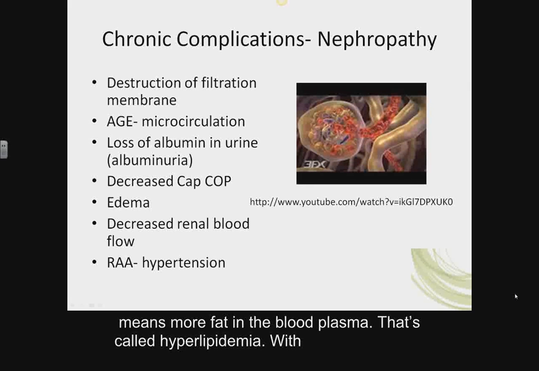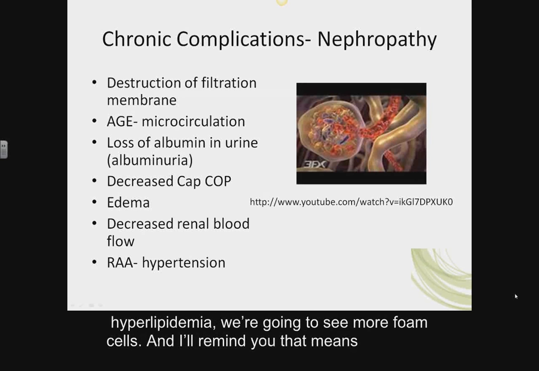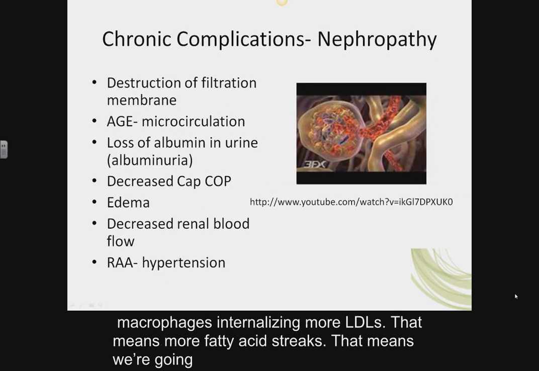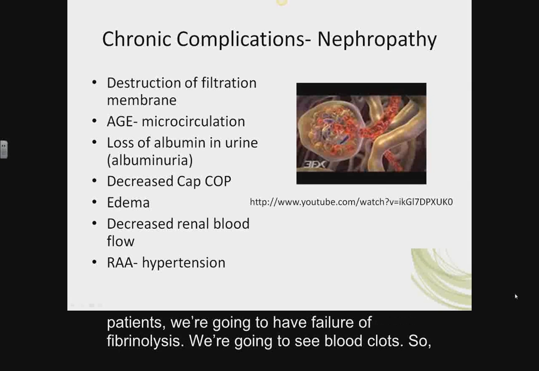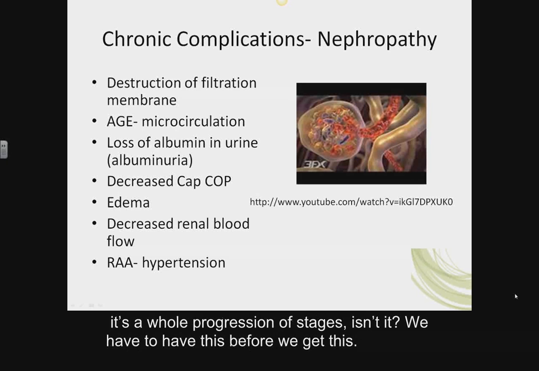And with hyperlipidemia, we're going to see more foam cells. And I'll remind you, that means macrophages internalizing more LDLs. That means more fatty streaks, and that means we're going to have more rupturing of the plaques and platelet aggregation. And also in these patients, we're going to have failure of fibrinolysis. We're going to see blood clots. It's a whole progression of stages, isn't it? We have to have this before we get this. Constellation of issues.